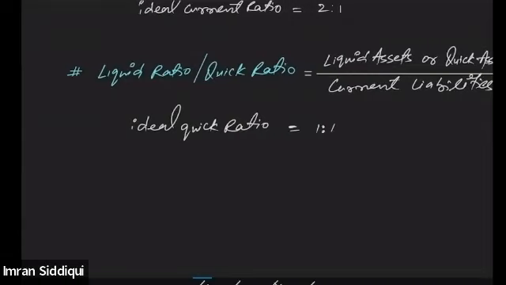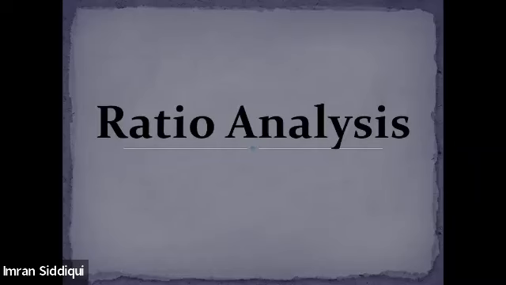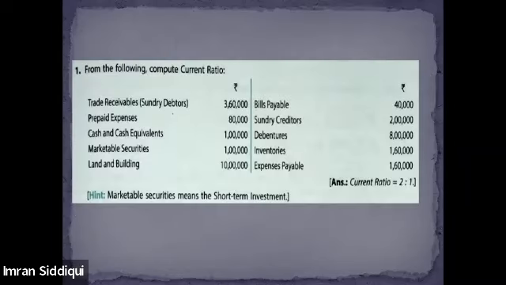All right. So now, everyone, we'll discuss the question based on the current ratio. We'll start with question number one. From the following, compute the ratio. We have been provided with various information: trade receivable, prepaid expenses, cash and cash equivalent, marketable securities, land and building, bills payable, sundry creditors, debenture, inventories, expenses payable. All these items are given, and we need to figure out the value of the current ratio.